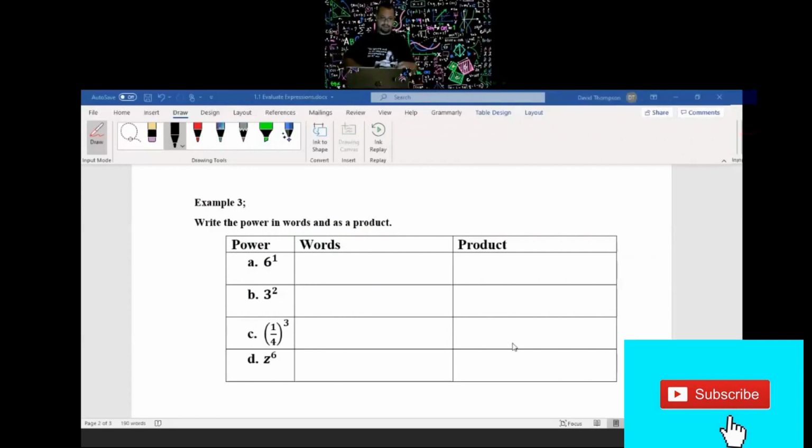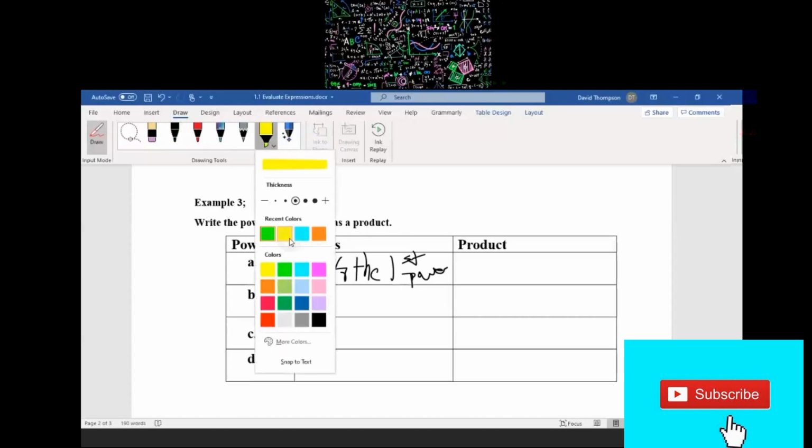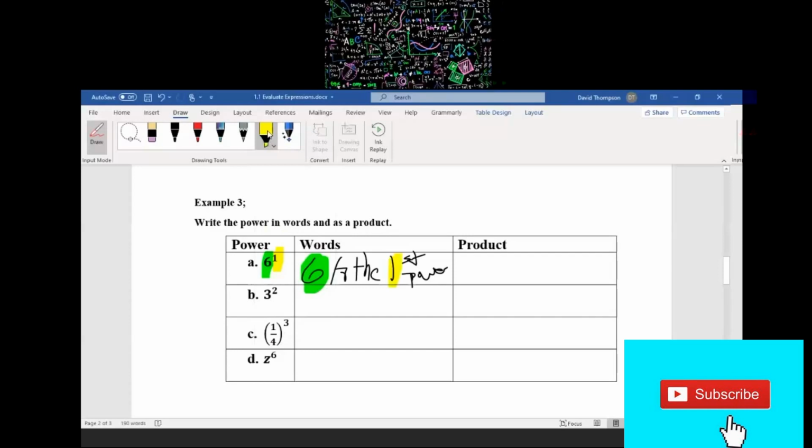Example 3. Write the powers in words and as a product. So in part A, we have 6 raised to the 1. We'll highlight our power in yellow, and we'll highlight our base in green. So how this is going to work, it's going to be 6 to the first power, and this is just 6.